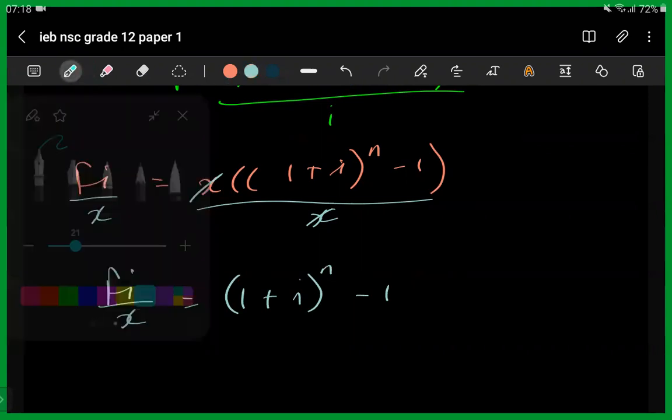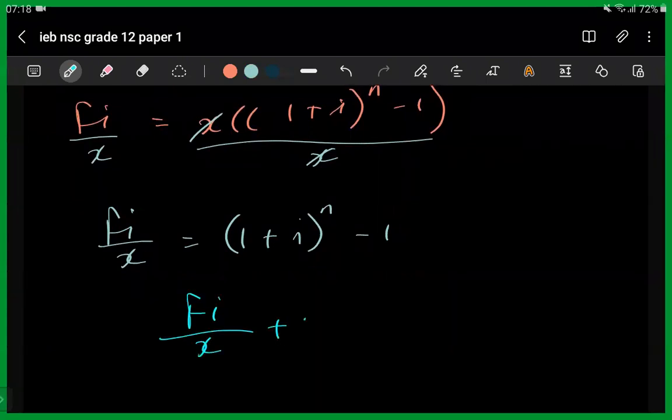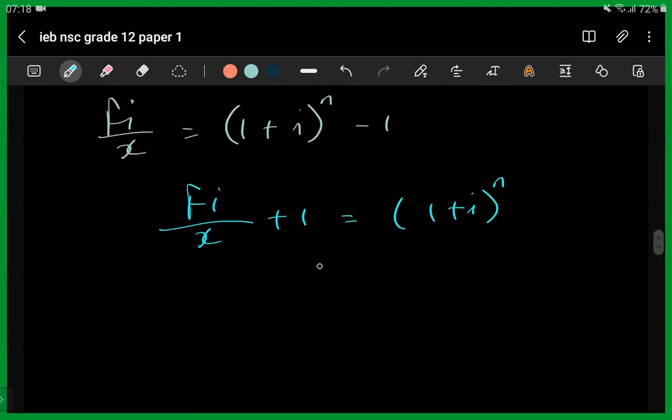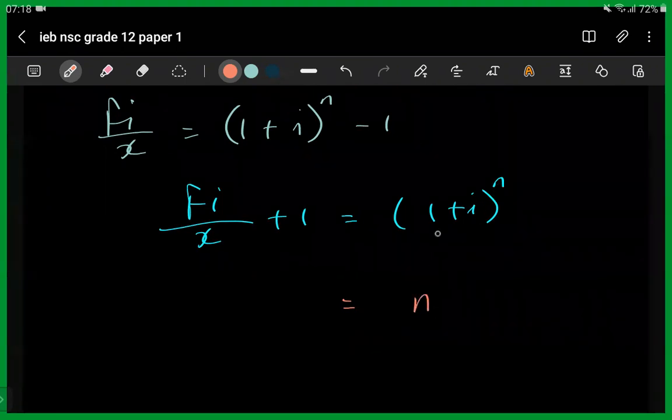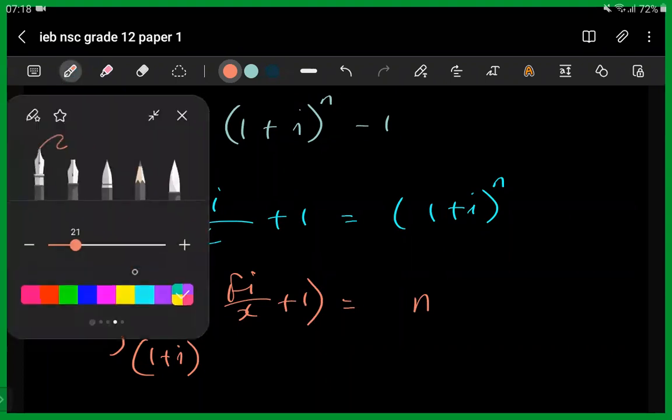All this being done, the negative 1 can go over to the other side. That's Fi over X plus 1, which is equal to 1 plus I to the power of N. Since we want to isolate N, remember, if you want to isolate an exponent, the base of the exponent becomes the base of the log, and the value on the other side is still just there. So it's always good for you to know how to isolate N because it makes these kinds of questions easier.